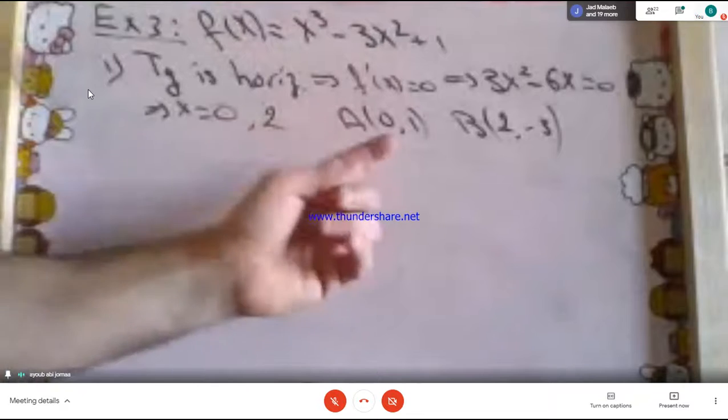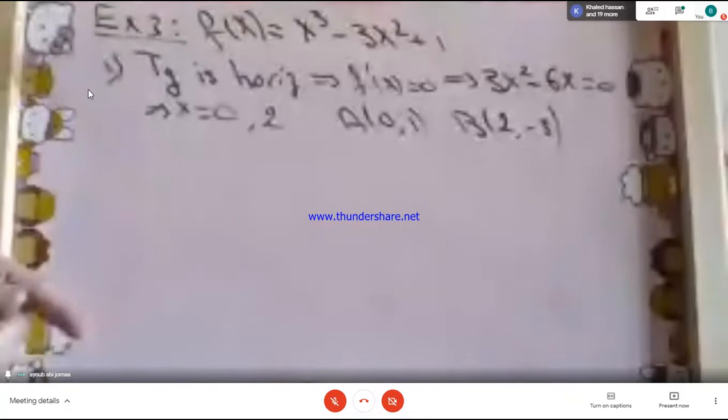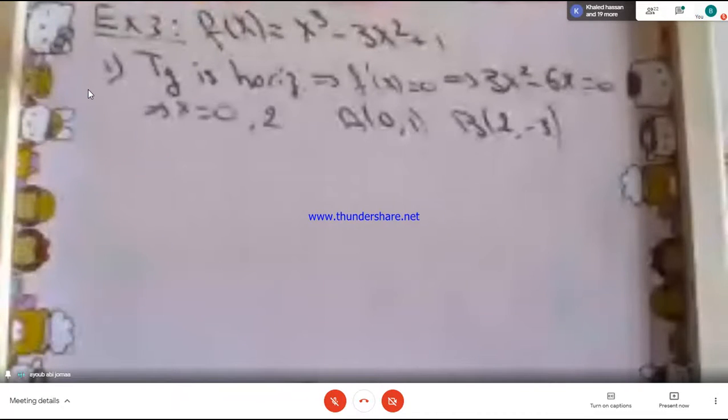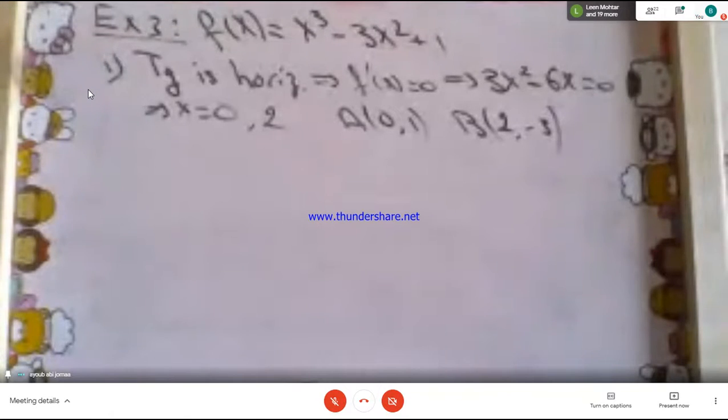So why did we replace in f of x and not in f prime of x? We need a point on the curve. You need a point on the curve, not on the curve of f prime. Okay. Thank you. Right. Well, the second part of the question.